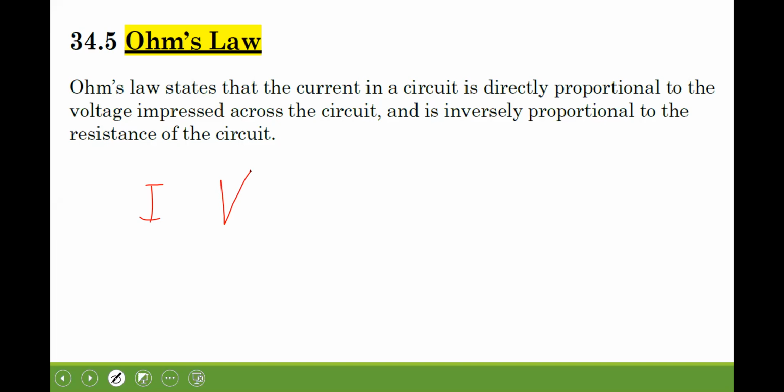So Ohm's law states that the current in a circuit is directly proportional to the voltage impressed across the circuit and inversely proportional to the resistance of the circuit. So if you have a current and the voltage, and you also have R, which is the resistance, Ohm's law makes a relation between the current and the voltage, and they are directly proportional. And they are also inversely proportional with the resistance. So the law that makes a relation between the current, the voltage, and the resistance is Ohm's law.